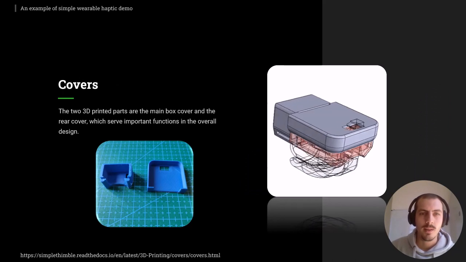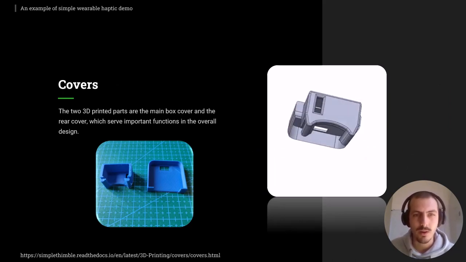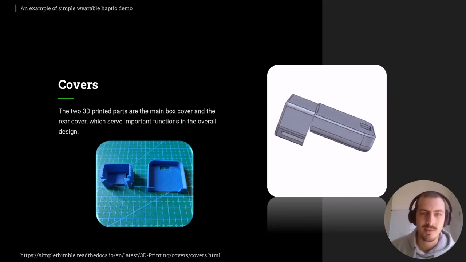Okay, the next two 3D printed parts are the main box cover and the rear cover, which serve important functions in the overall design.